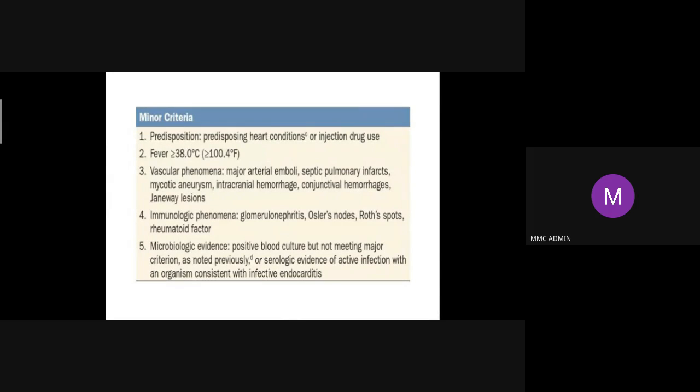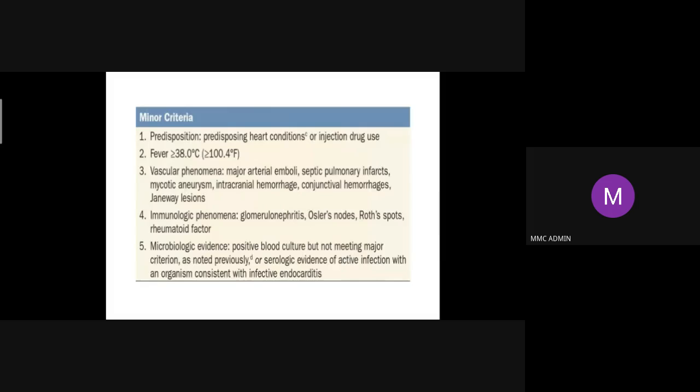So, in the major criteria, we had discussed the blood culture and echocardiographic evidence. Coming to the minor criteria, the five most important are: the predisposing condition should be there, the fever should be more than 38 degrees centigrade, and the vascular phenomenon, immunological phenomenon, and the microbiological evidence. If it is not sufficient to take it as a major criterion, we take it as a minor criterion.